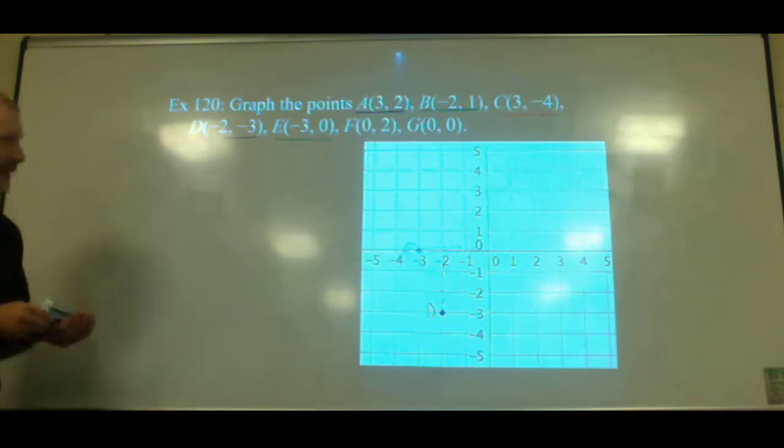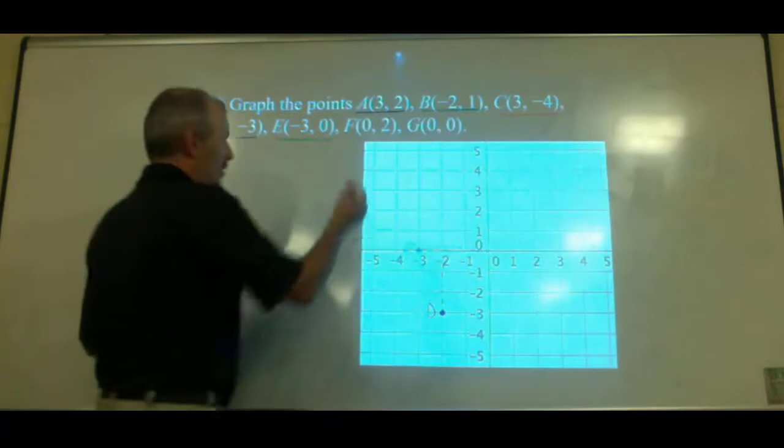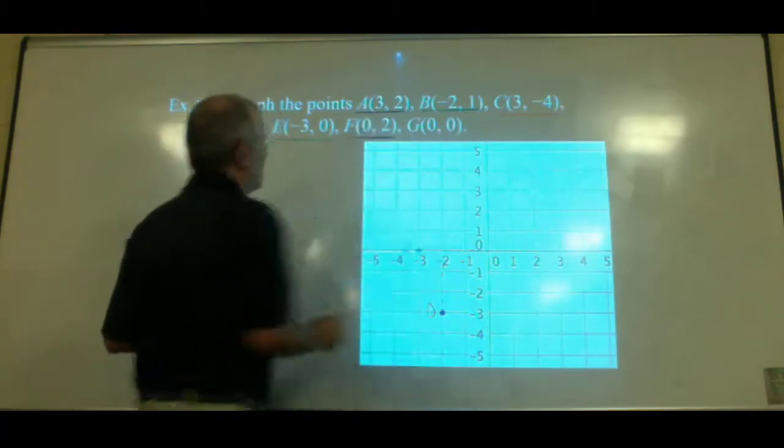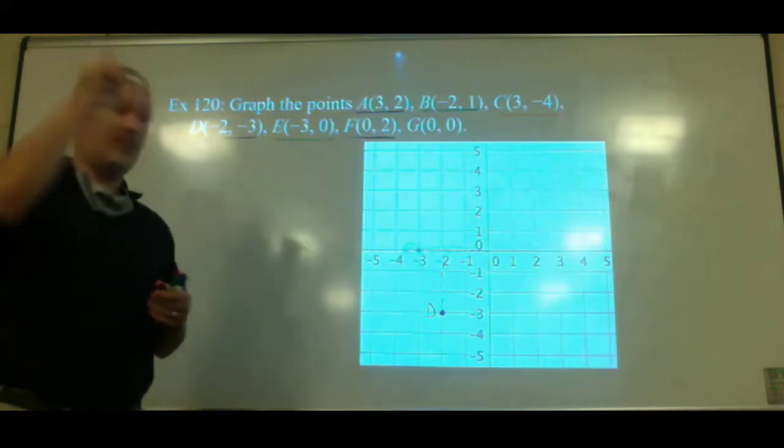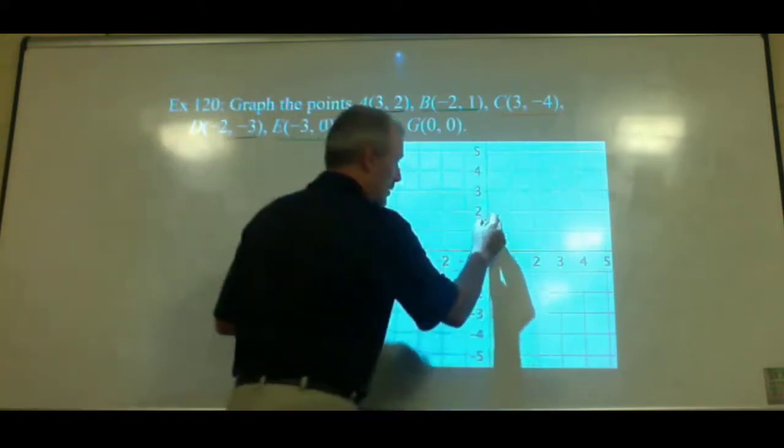All right, what's next? F. Go with purple. This one says 0, 2. So that means 0 left and right and up 2. So that's just going to go straight up to here.